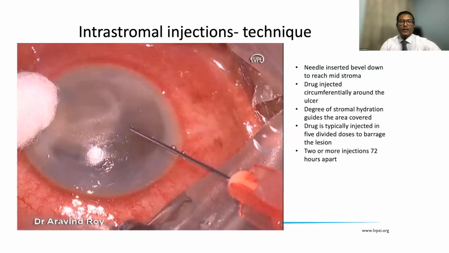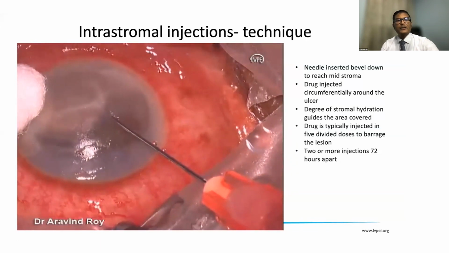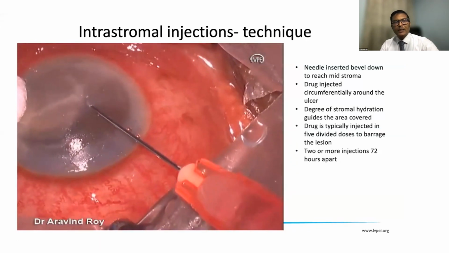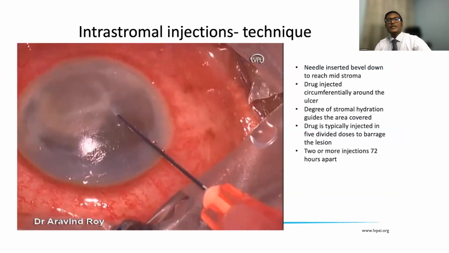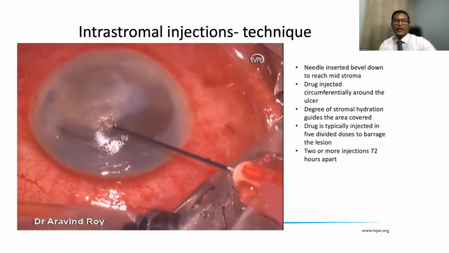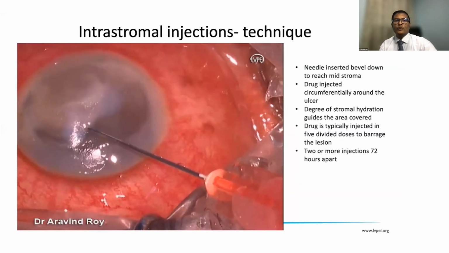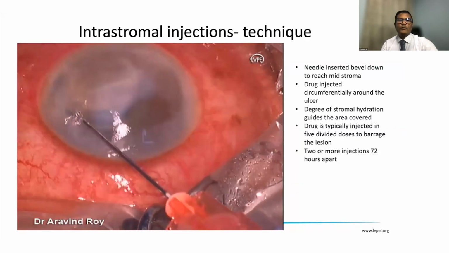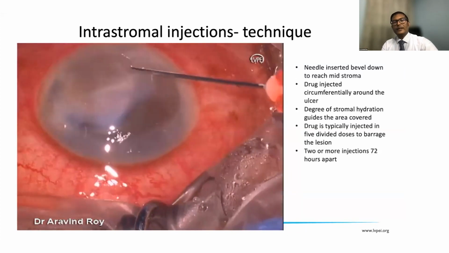In addition, there has been a lot of interest in the use of intrastromal injections. The procedure is very simple to perform. In those deep-seated mycotic ulcers, it's important to insert the needle. This is a 29 gauge needle, which is inserted into the mid-level of the stroma. The drug is typically divided into 5 doses, and it is injected into the mid-stroma so that we create an area of whitening around the area of the infiltrate.